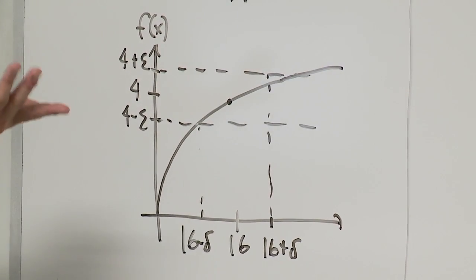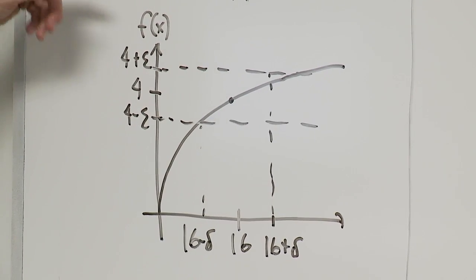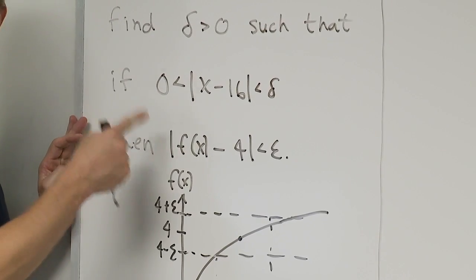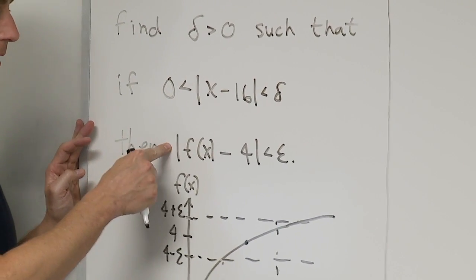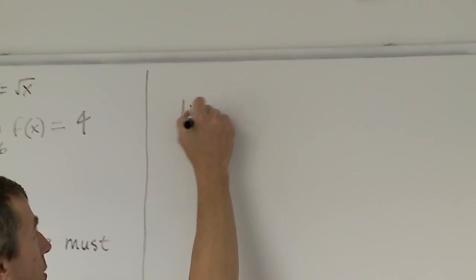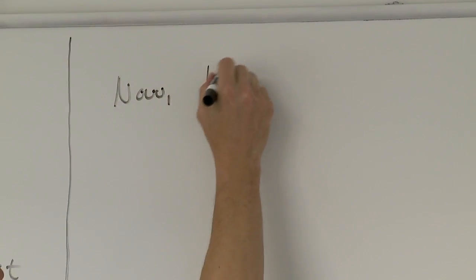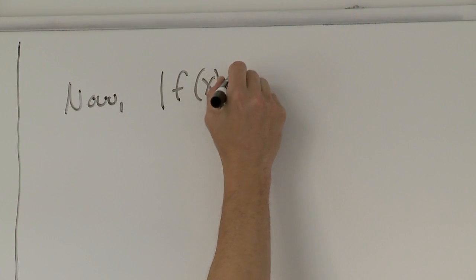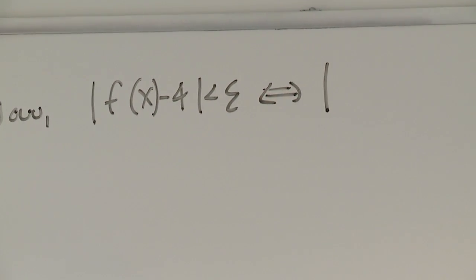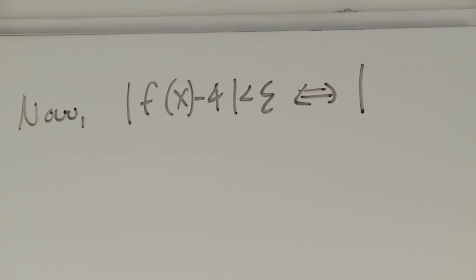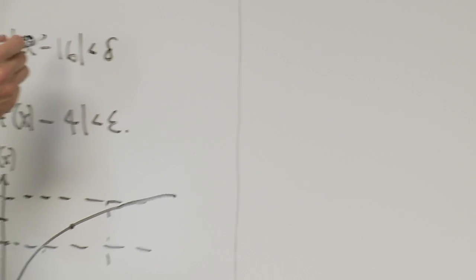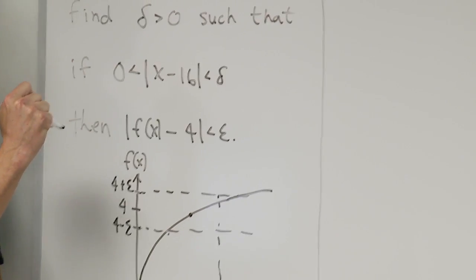So before we can write the proof, just like last week, we have to do the scratch work like we're going to do here. So again, we're trying to prove a statement of the form if p then q. So for the scratch work, we work backwards, and we start with the q part. We start with f of x minus 4 less than epsilon, and try to work backwards. And remember, somehow we're trying to work backwards to get an absolute value of x minus 16 at the end.